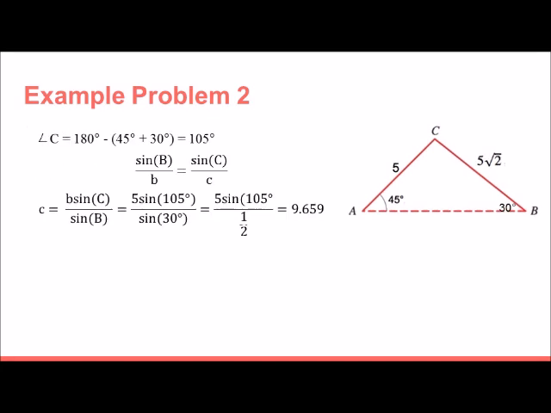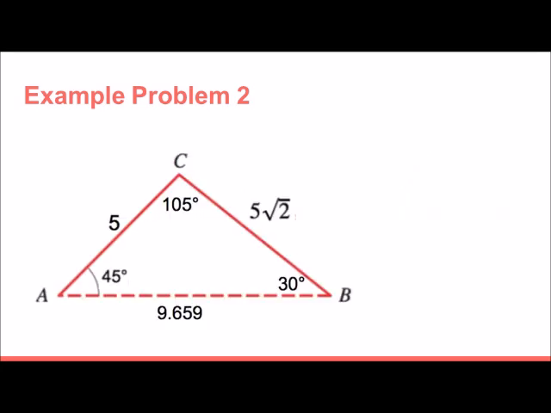After quickly solving for angle C with a little bit of arithmetic, we can determine that angle C equals 105 degrees, and then we can again use our law of sines to solve for side c. Again, with a little more arithmetic and use of our trig functions and a little help from our calculator, we can determine that side c equals 9.659. With these measurements, we can find a triangle that looks something like this.